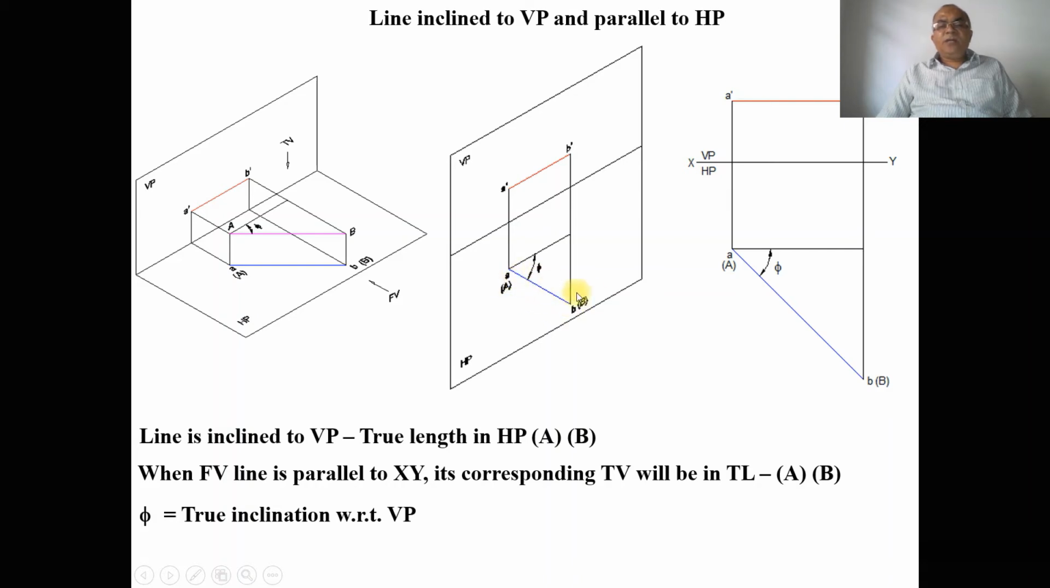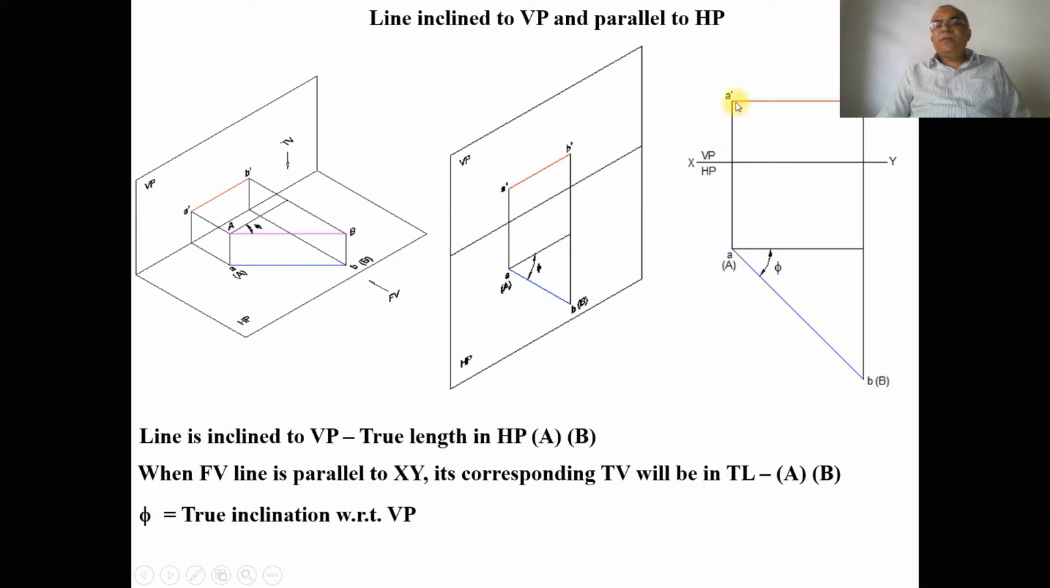The two endpoints of the line are not at equidistant from the vertical plane. Therefore, the line is inclined to VP. Since the line is inclined to VP, you are getting the apparent length in VP. So that is A dash and B dash. Since it is not parallel to VP, you are not getting this as capital A and capital B. The inclination made by the true length with respect to VP is always denoted by phi. So this has been represented here.